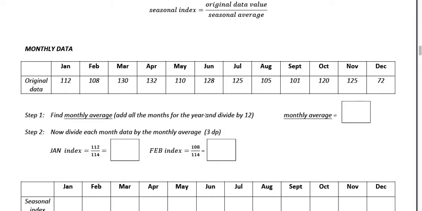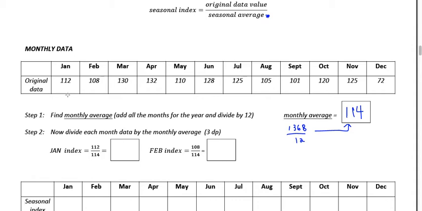You can do that on your calculator. I think the sum is 1368. And if we divide that by 12, up into this box here, our monthly average is 114. Now that we've got our monthly average, that seasonal average, we've got that bit there that I've just marked. We have the original data values for each month, as you can see in this table.